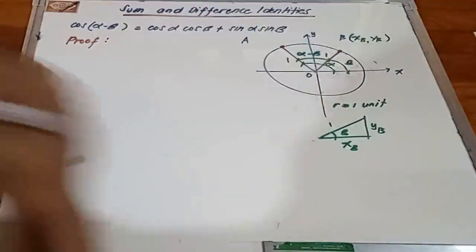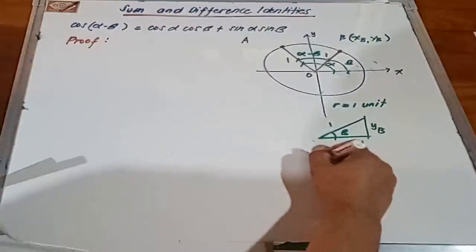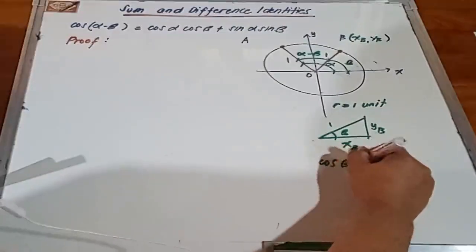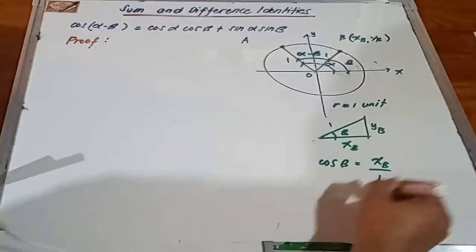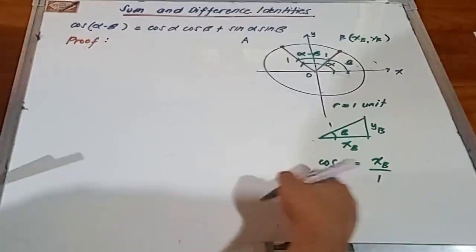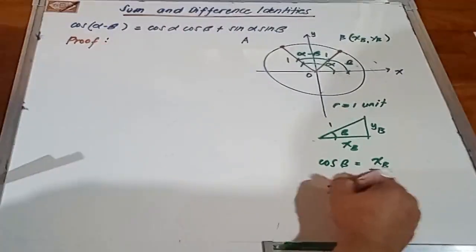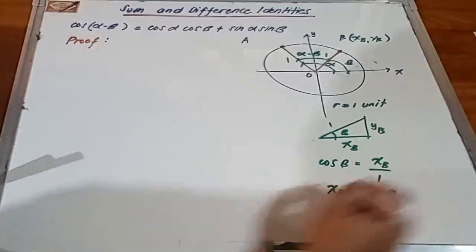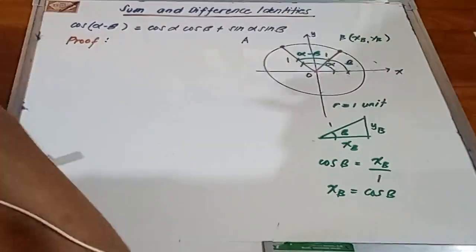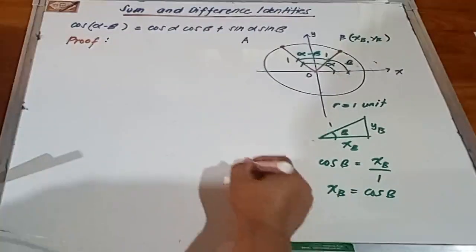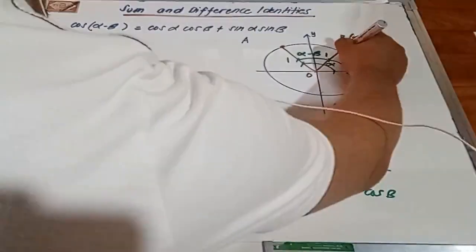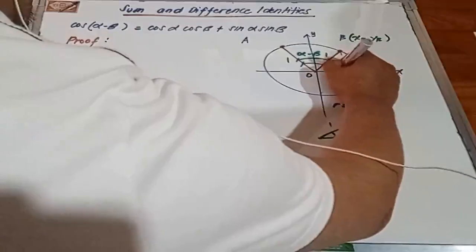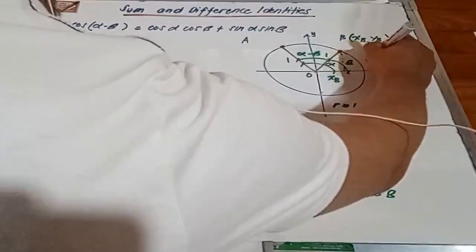Okay, so we have cosine beta is equal to adjacent side x sub b over 1. Cross multiplying 1 to cosine beta, therefore x sub b is equal to cosine beta. And for y sub b, that is equal to sine beta. Ito yung tinutukoy kong right triangle. Okay? Ito yung x sub b, ito yung y sub b.